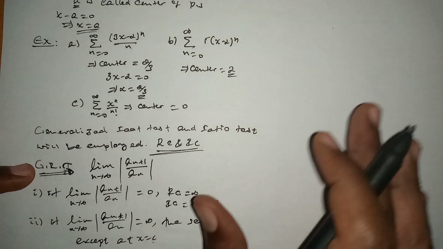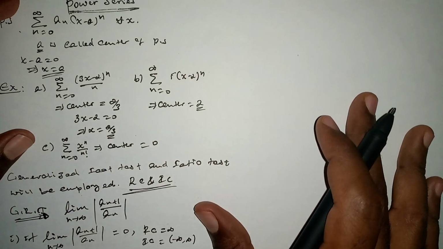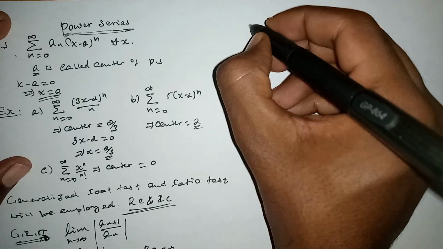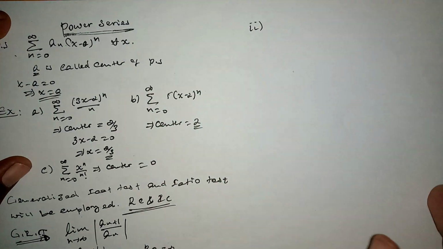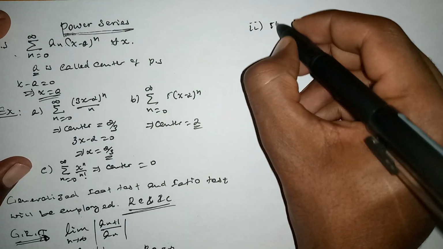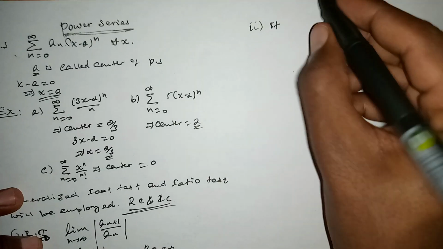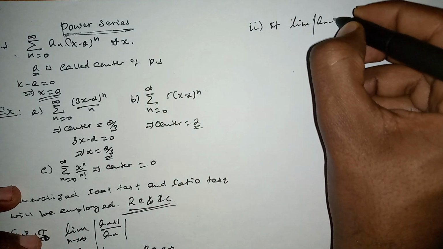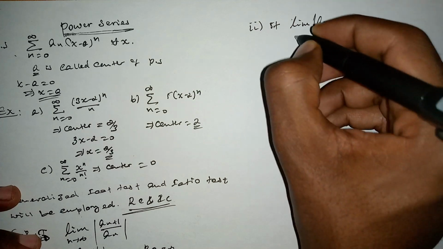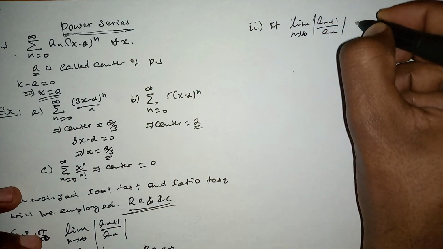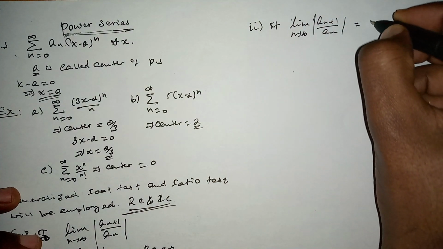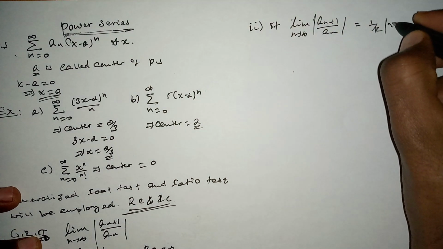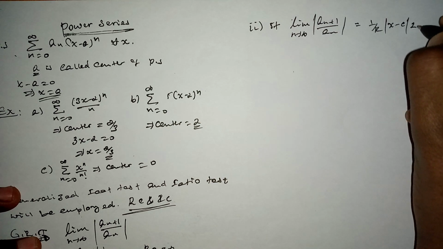So let's see the one case we left. The third case is if the result of the given generalized ratio test, a_(n+1) over a_n as n goes to infinity, becomes 1 over R times |x minus c|, which is less than 1.